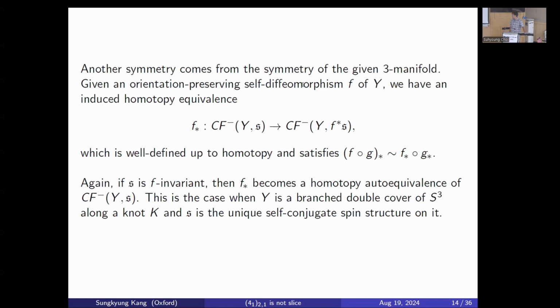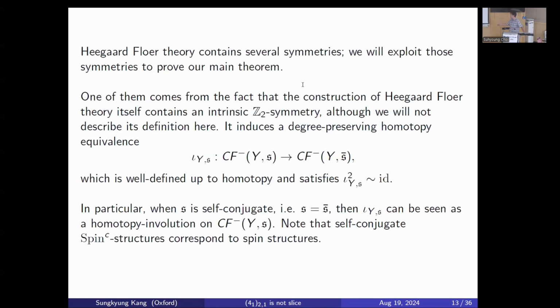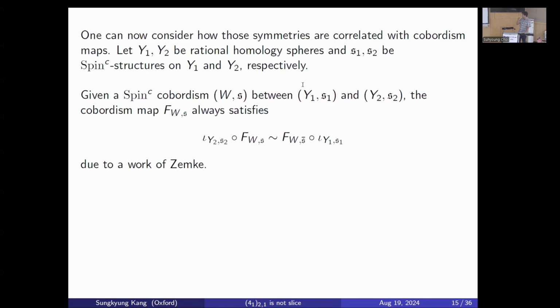And this is especially the case when Y is a branched double cover of S3 along a knot, so that it becomes a Z2 homology sphere, and therefore it has a unique self-conjugate spin-C structure. If you take that, then by uniqueness, it will be preserved by every diffeomorphism. And also, since it's a spin-C structure, you can use the involution as well.